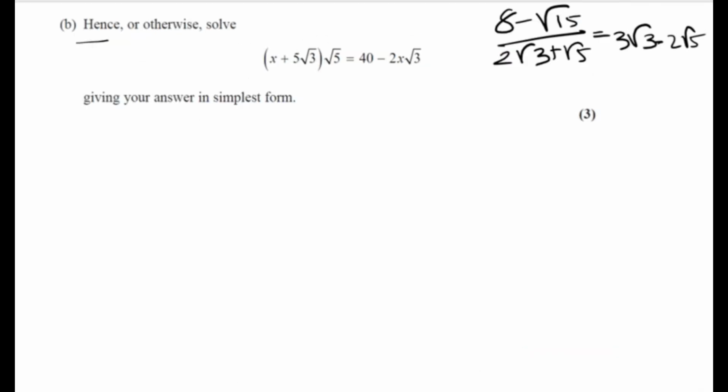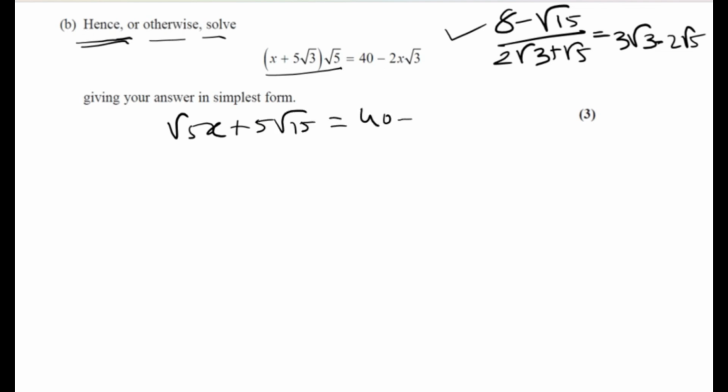Part B, hence or otherwise solve this equation. When they are telling hence or otherwise, we have to use the part A result. So I already written here. So when we are finding it in a simplest form, first I have to expand this bracket. So root 5x plus 5 root 15 is equal to 40 minus 2x root 3.